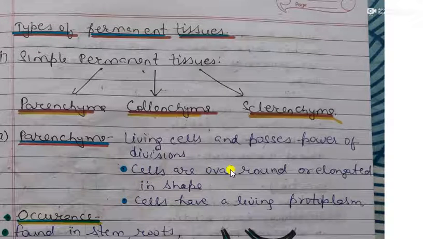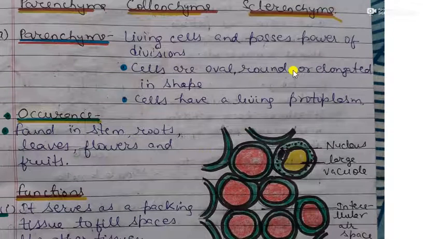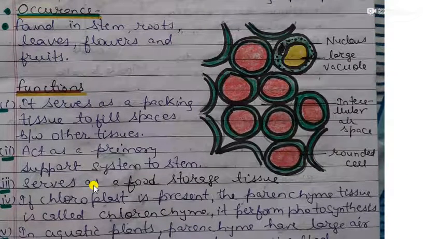Now the cells are oval or round or elongated in shape and the cells have a living protoplasm. Protoplasm means the inner content of a cell is known as protoplasm. Now parenchyma tissue is found in the stem, roots, leaves, flowers and fruits. Now the function of parenchyma tissue.